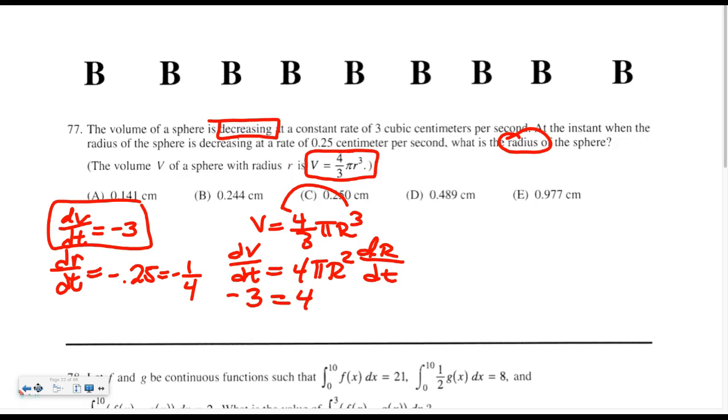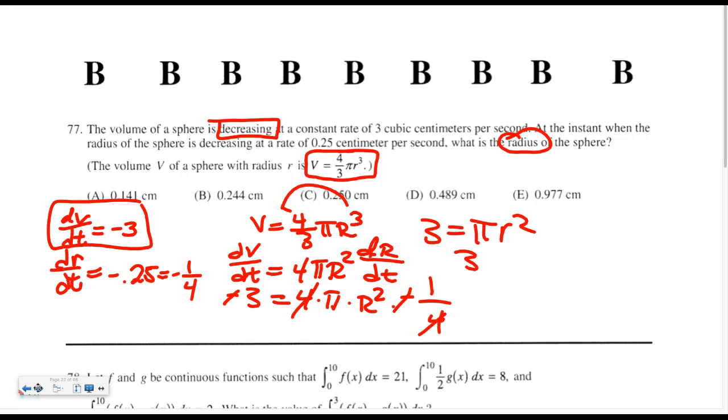-3 would equal 4 pi r squared times -1/4. 4's will cancel, negatives will cancel. Sorry, I canceled the 3 off there. The negative will cancel, leaving me 3 equaling pi r squared. So I would have to do 3 divided by pi and take its square root. And you'll need to finish that one off in order to get credit.